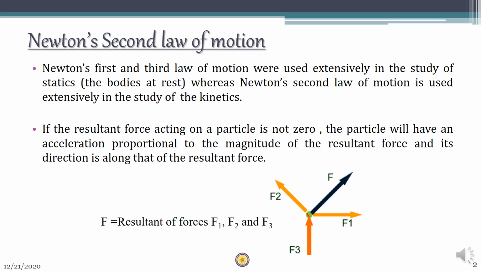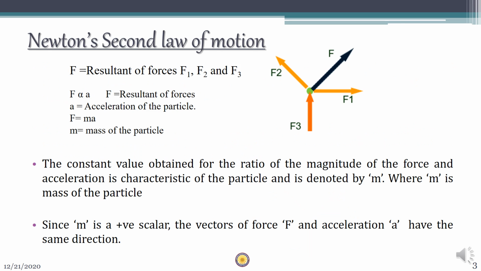So when this particular force is applied, the particle will have an acceleration along the direction of the force applied. And this force will be proportional to the magnitude of the acceleration. So F is proportional to a, which means that F is equal to m into a, where m is the mass of the particle and is a positive scalar quantity. This is what the second law told us.